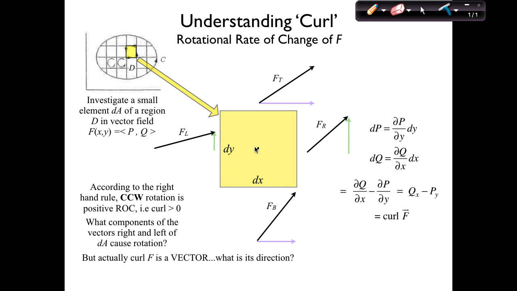Okay, so that's the direction of the curl coming right out at you, and that represents turning like this in the plane of the screen. And then the magnitude of that vector is the strength of the rotation. So that would be k, right? That's k. So the curl of F, the vector, is Qx minus Py times k in the positive z direction.